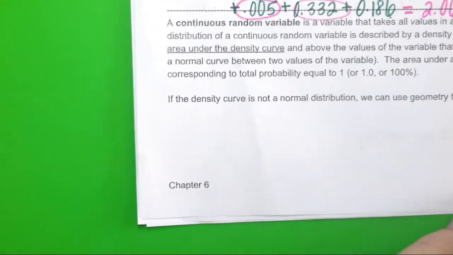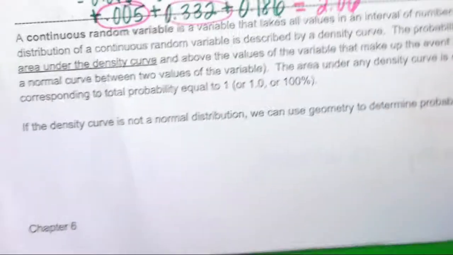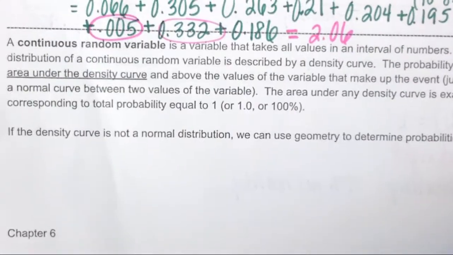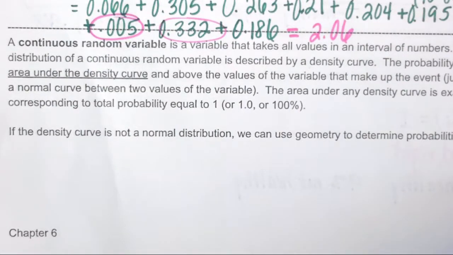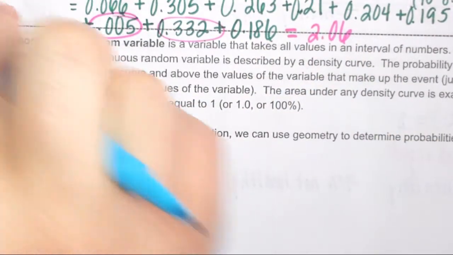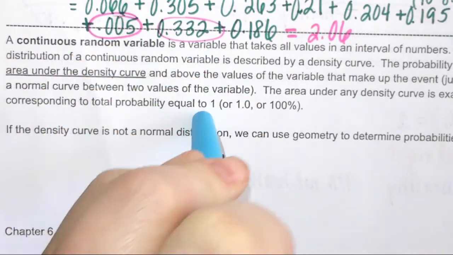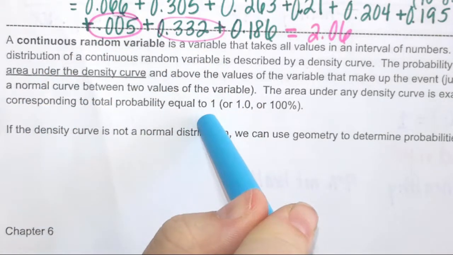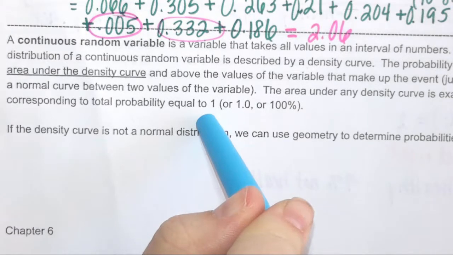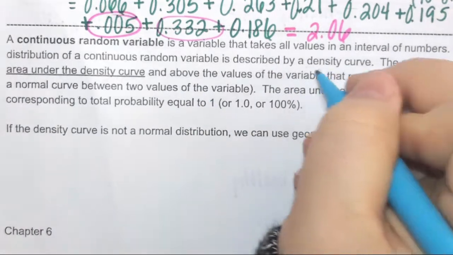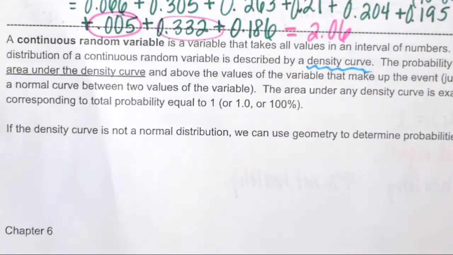It's at the bottom of page 2. A continuous random variable. Where are you? There you are. A continuous random variable is a variable that takes all values in an interval of numbers. So basically, we're not going to say the probability of scoring exactly a 2 on the APGAR is this. We don't have that same confidence. The probability distribution of a continuous random variable is described by, no surprise, a density curve.